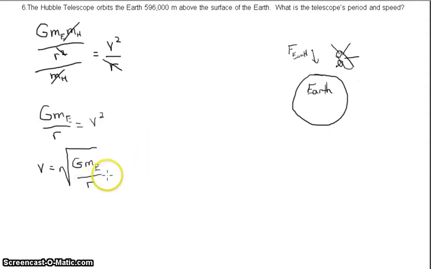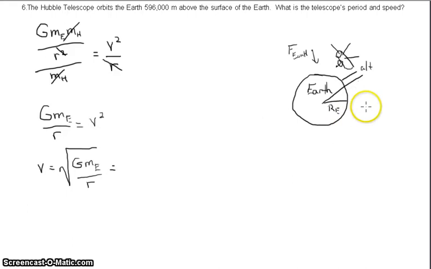r. Okay, if we make that calculation, we are going to find out that G is going to be 6.67 times 10 to the negative 11th. The mass of the Earth is going to be 5.97 times 10 to the 24th. And then r here is going to be the distance to the telescope from the center of the Earth, which means we have to take into account the radius of the Earth and the altitude the Hubble is at.